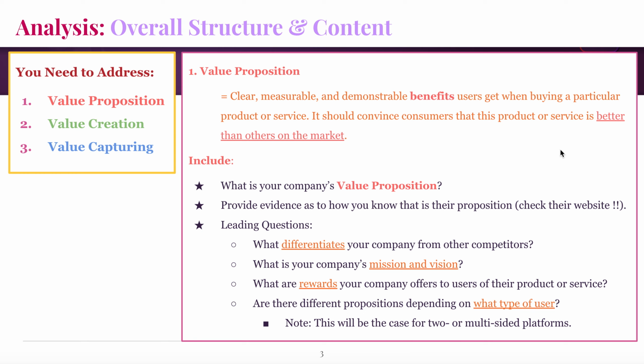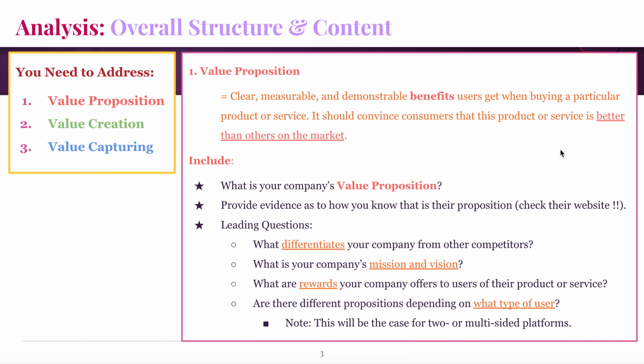Obviously, in your case, with a two or multi-sided platform, there probably are going to be multiple value propositions depending on who is using it. So if it's like some sort of music app, obviously there is going to be a separate value proposition for the artists on the platform and for the users on the platform, because the users aren't necessarily going to get paid, but artists that put their music on that platform would.